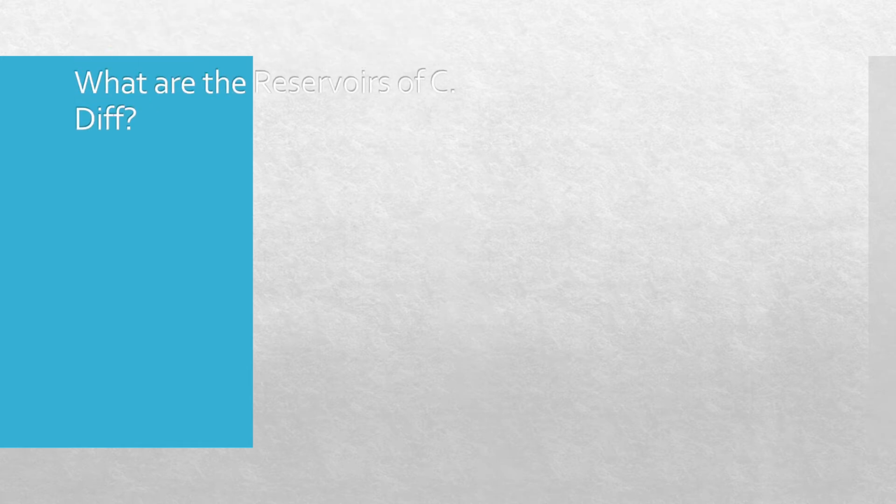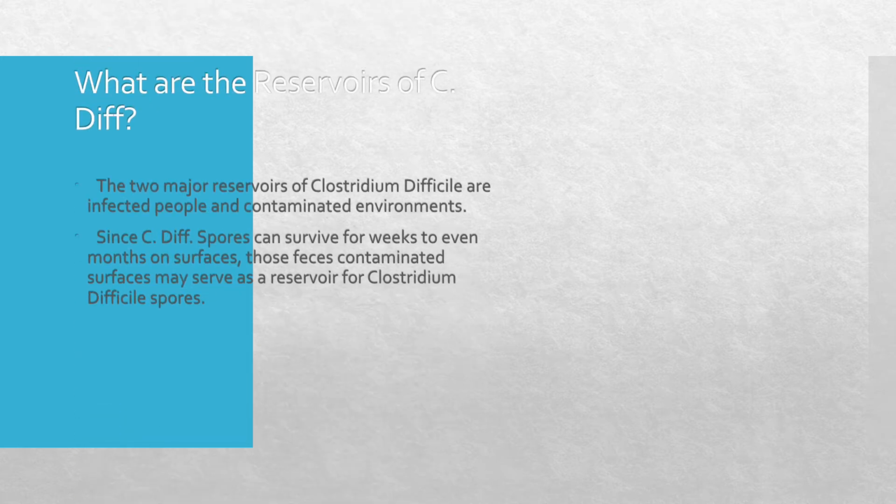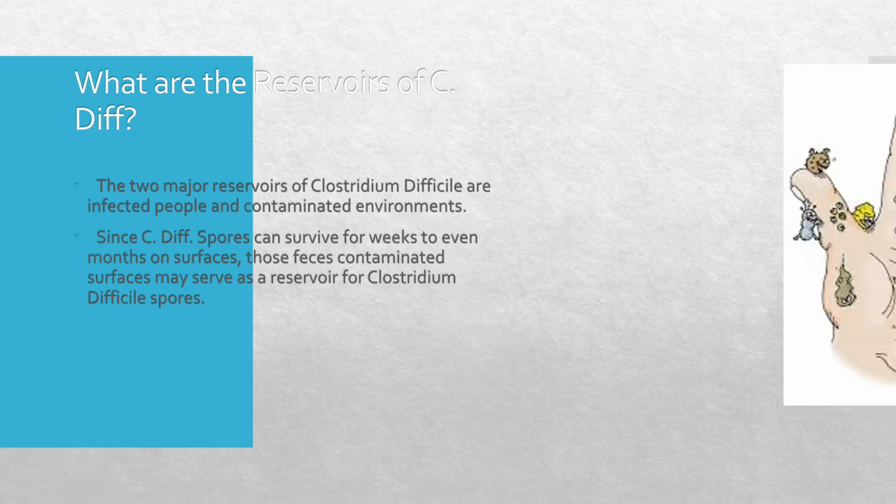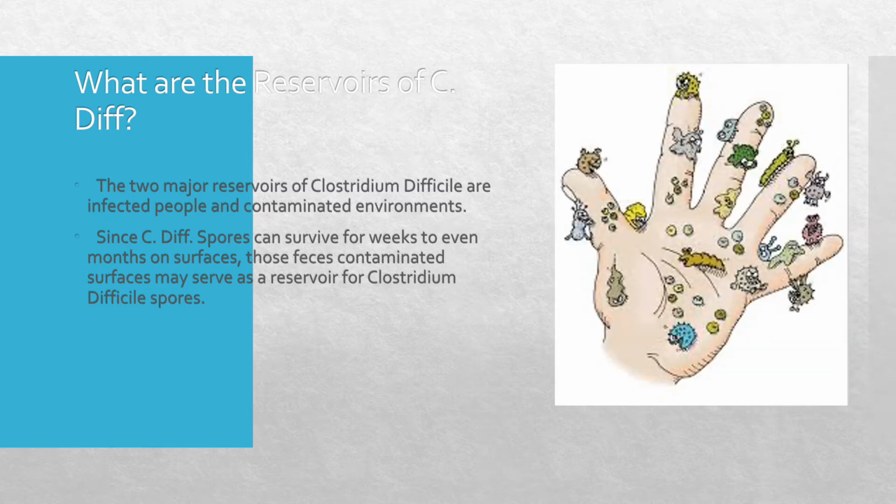What are the reservoirs of C. diff? The two major reservoirs of Clostridium difficile are infected people and contaminated environments. Since C. diff spores can survive for weeks to even months on surfaces, those feces contaminated surfaces may serve as a reservoir for Clostridium difficile spores.